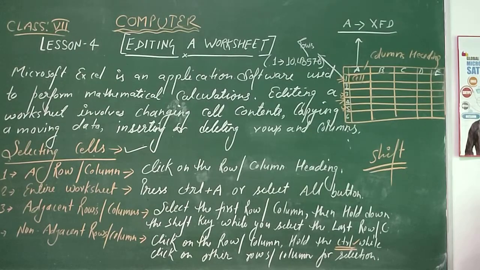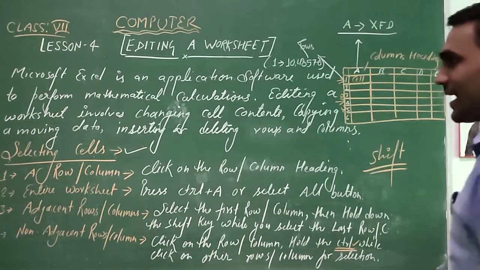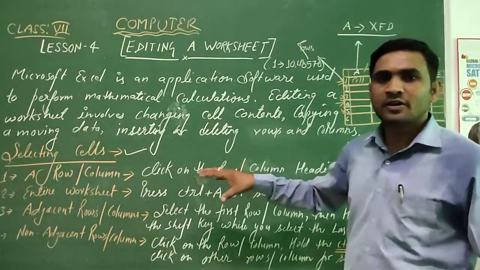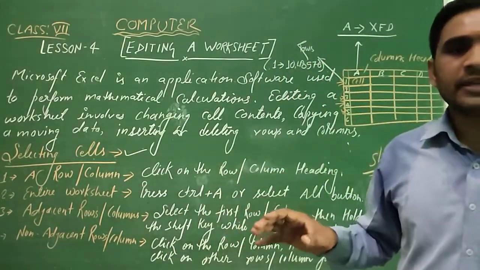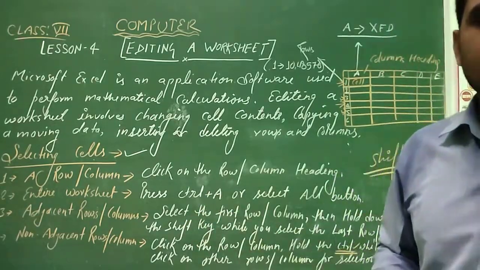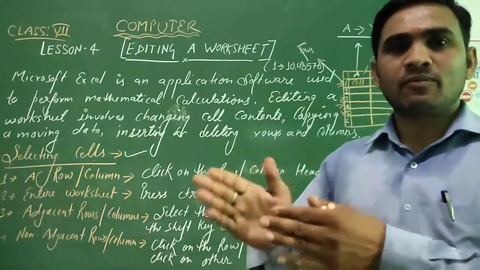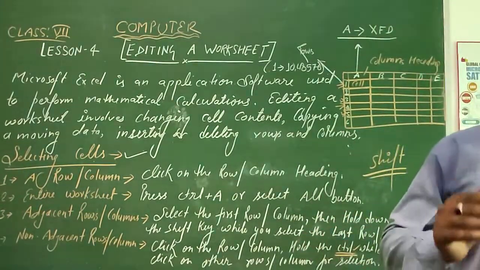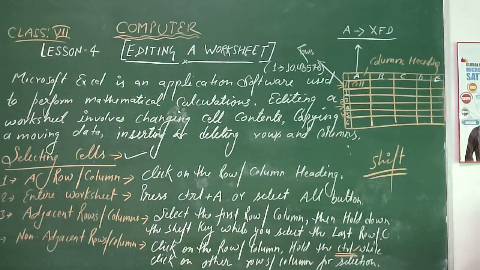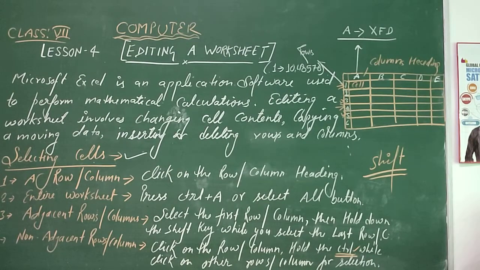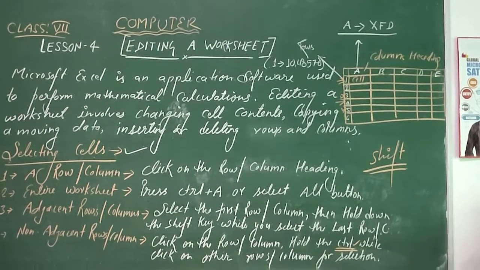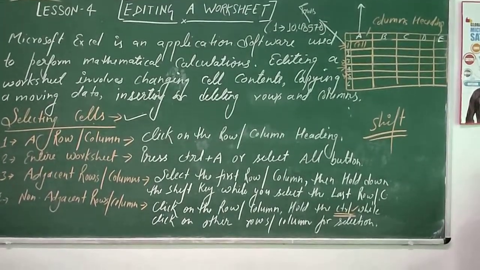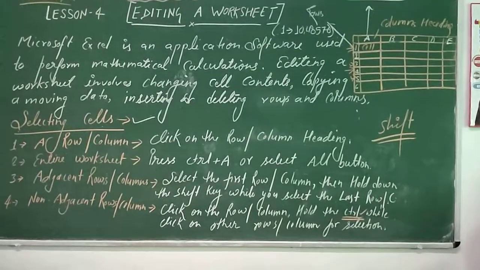And after that we can perform many operations. After selecting the cells, rows and columns, we can perform many operations, like we can copy the data from one place to another, we can move the data from one place to another, right? After that we can also apply some formatting options. So this is the process to apply some operations in the worksheet.